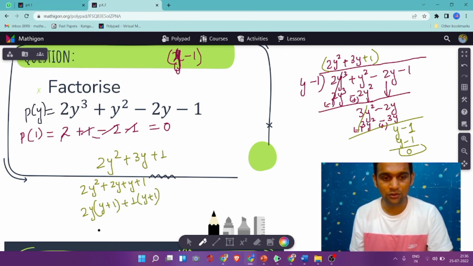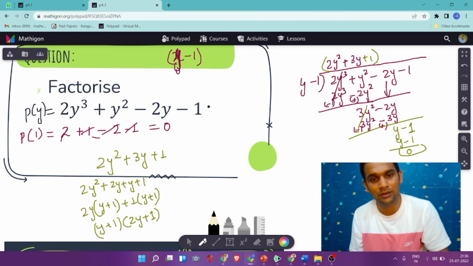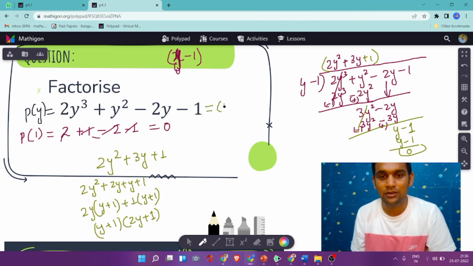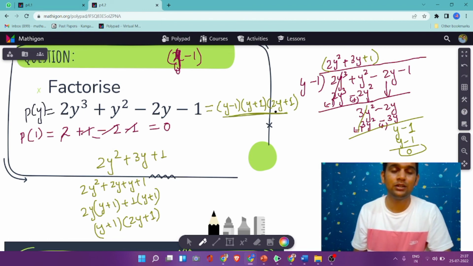Now y plus 1 is common throughout. So y plus 1 and then multiplied by 2y plus 1. Yes? So these are the two linear factors, and there is one linear factor we have already calculated. So we get y minus 1, y plus 1, and 2y plus 1. These are the three factors of this particular question.